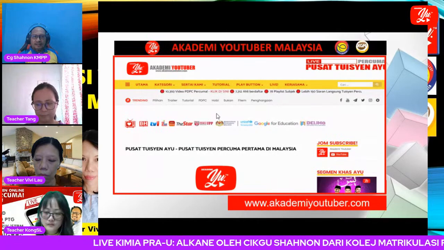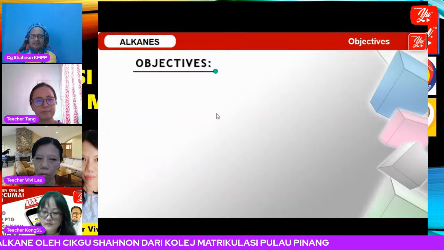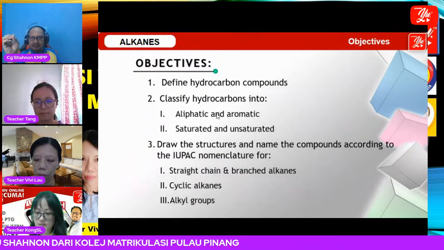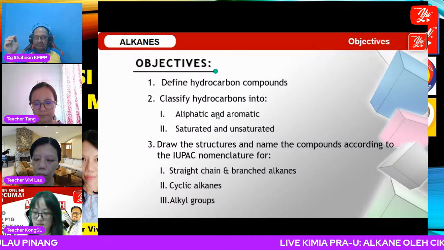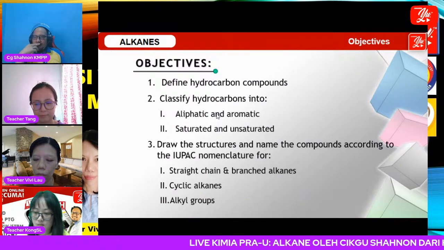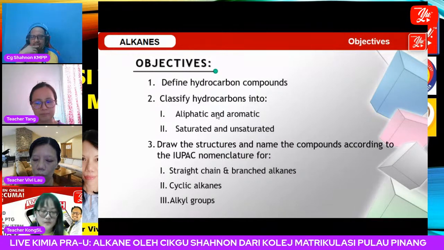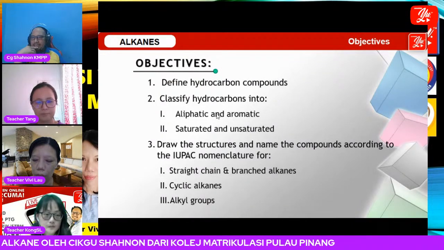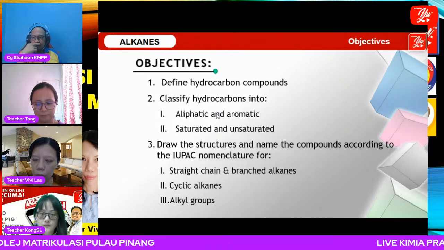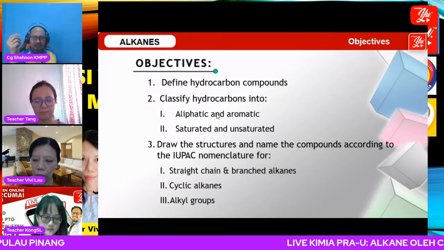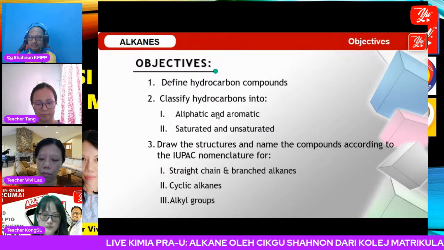Our topic today is alkanes, and our objectives are: number one, define hydrocarbon compound, because alkane is a kind of hydrocarbon compound; then classify hydrocarbon into aliphatic, aromatic, saturated, and unsaturated; and the last one is draw the structures and name the compound according to IUPAC nomenclature for straight chain alkane, branched alkane, cyclic alkane, and alkyl group. All right, let's begin.